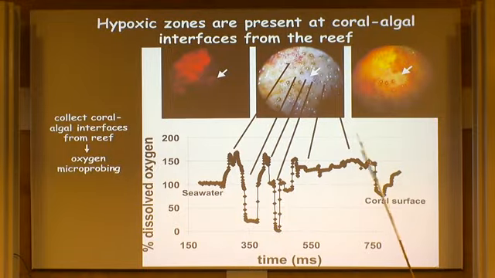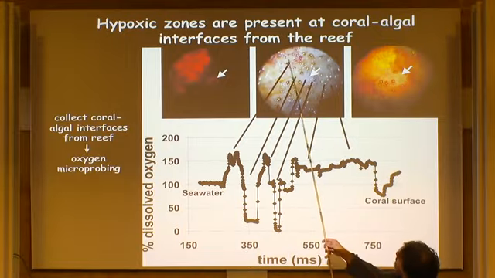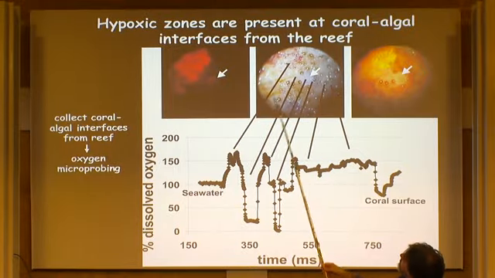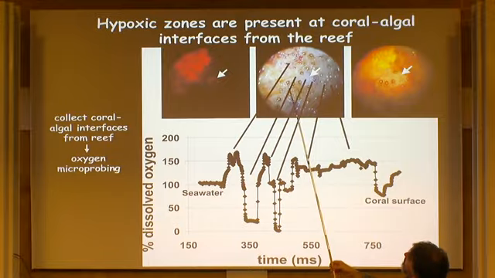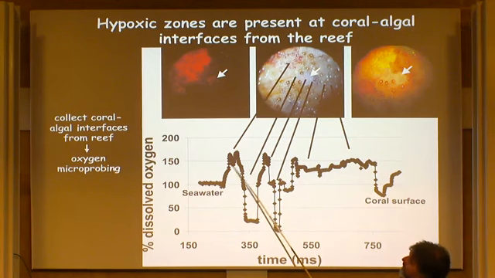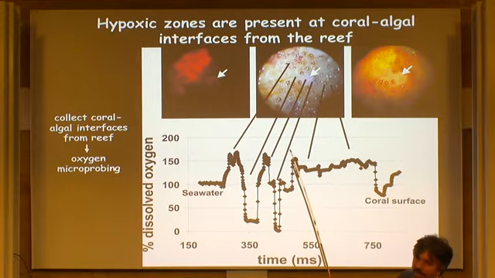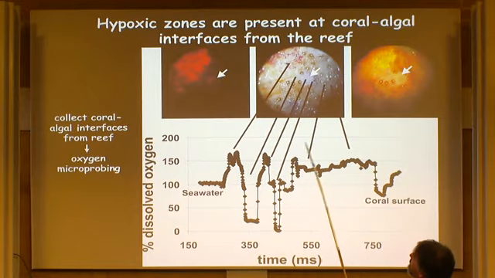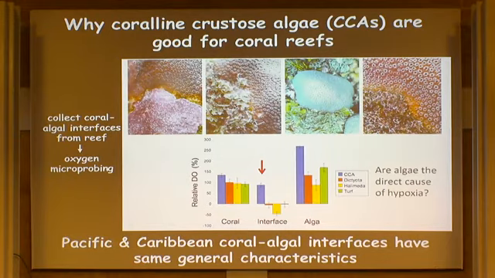This is the same thing. This is just a natural experiment. So what you see here, there's the algae, here's the coral. This is what one of these interfaces would look like. And if you go with a microprobe in this case, and you just look at different places, when you're on the algae, it's superoxic because it's doing photosynthesis. When you're on the coral, it's also superoxic because it has the algae doing photosynthesis. And then in the interaction zones, you actually get the hypoxic zones. You get these hypoxia zones.